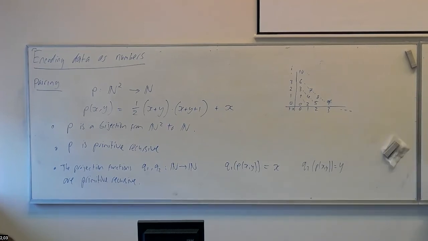So the functions sigma, Greek little letter sigma for selection, which goes from pairs of natural numbers to numbers, and L for length, which goes from numbers to numbers, below are again primitive recursive.